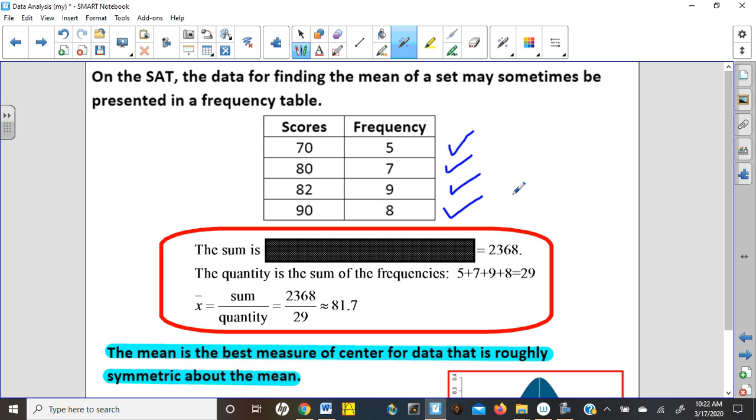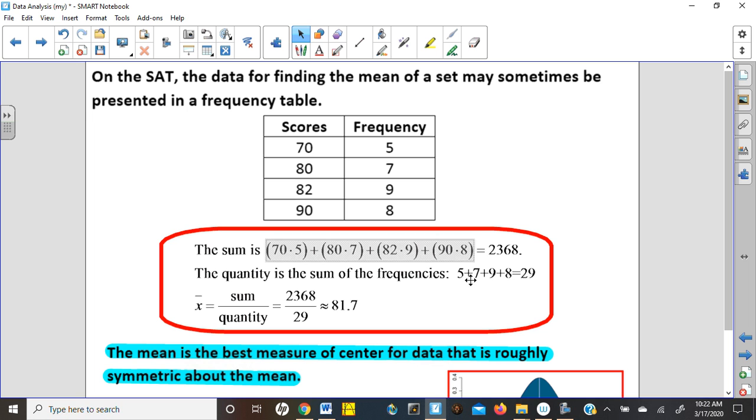So really 5 plus 7 plus 9 plus 8 looks like about 29. There are about 29 tests. So we have to be careful that we read the tables correctly. I would need to multiply the 70 by 5 and the 80 by 7 and the 82 by 9 and the 90 by 8 to get the sum. Then I can take that sum and divide by the total number of tests, 29. So actually we should be getting about an 81.7 on this.